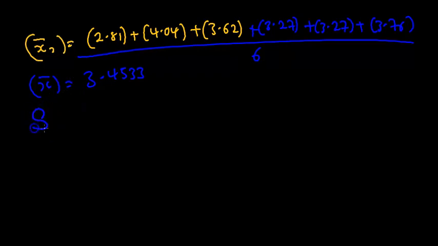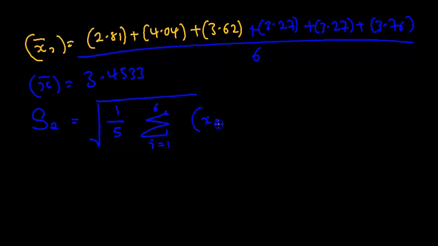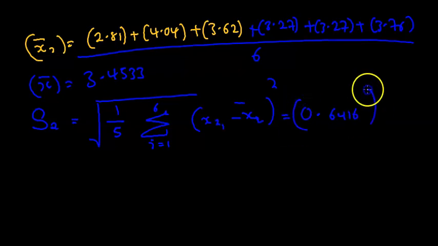So next thing is the standard deviation, which is s2. It is simply going to be the square root of 1 divided by n minus 1, which is 6 minus 1, which is simply going to be 5, times the summation of i equals 1 to 6 of (x2i minus x2 bar) to the power of 2, which is simply going to be 0.6416. That is your standard deviation. At this point, remember to put the unit, which is millimolar.